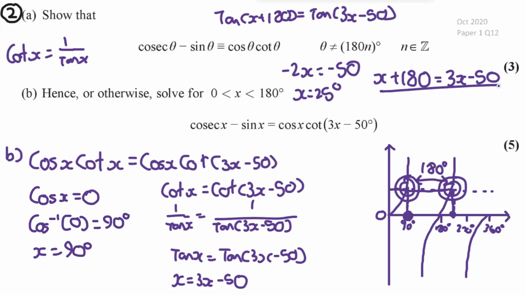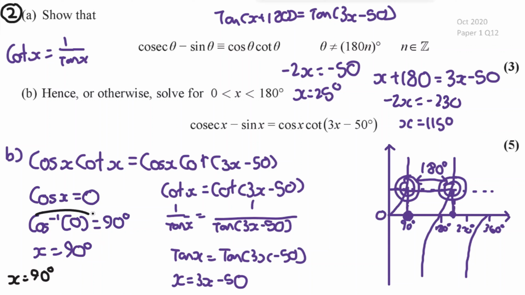So therefore we can solve this. So minus 3x on both sides and minus 180 from both sides to get that minus 2x is equal to minus 230, and then divide both sides by minus 2 to get that x is equal to 115 degrees. So therefore there are three solutions to this equation. x is equal to 90 degrees when cos of x is equal to 0, x is equal to 25 degrees, and x is equal to 115 degrees.